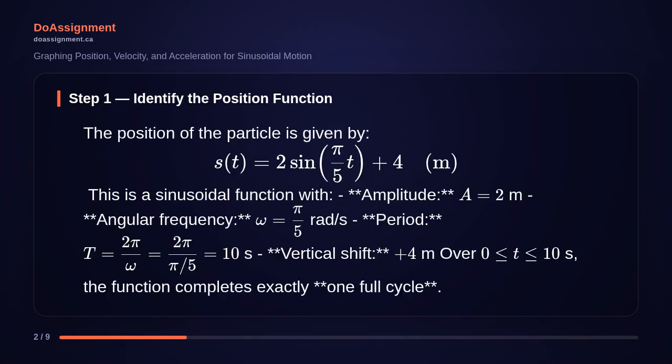The position function is s of t equals 2 sine of pi over 5 times t plus 4, measured in meters. This is a sinusoidal function with an amplitude of 2 meters, an angular frequency of pi over 5 radians per second, and a period of exactly 10 seconds, meaning one complete cycle occurs over our interval of interest. The entire wave is shifted upward by 4 meters.